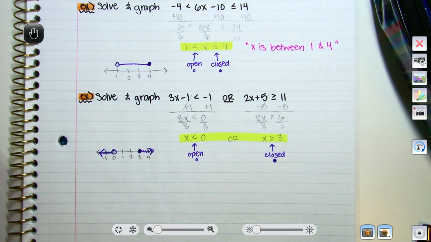All right, so that is the end of our notes. Again, this was all review on just solving equations and solving inequalities. You can go ahead and stop the video now.